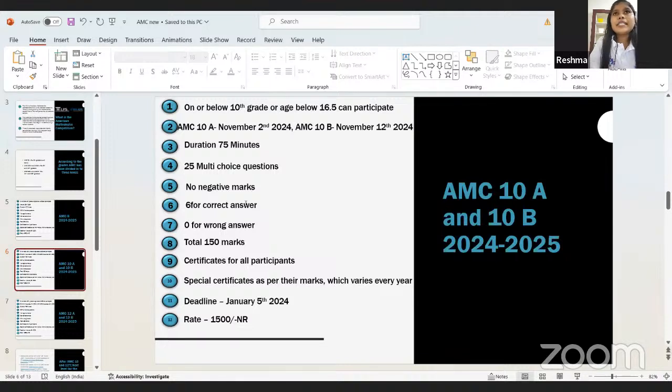Same as for AMC 8, for all the participants, we will be giving the participation certificate from MAA. And you will also get special certificates like honor roll and distinction according to your good marks. Students who qualify for the AIME will also get the AIME qualified certificate.